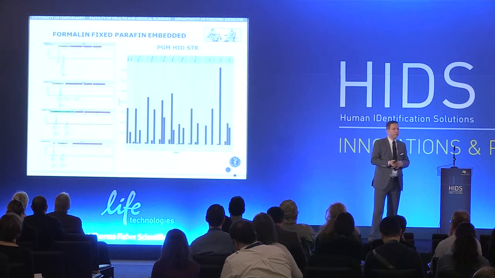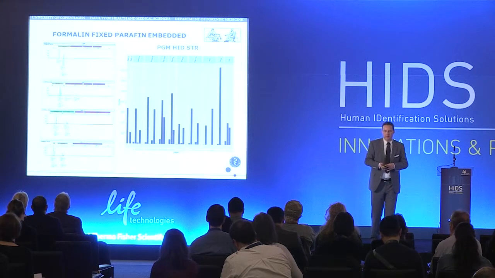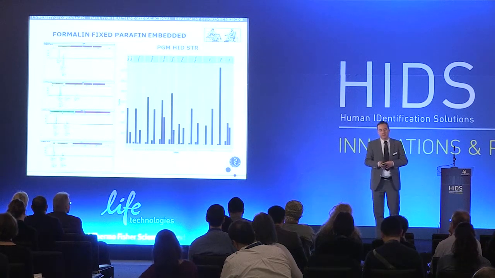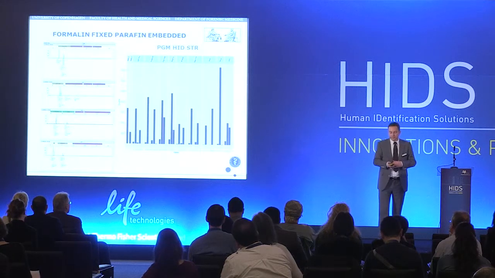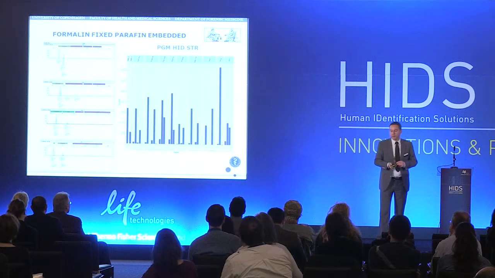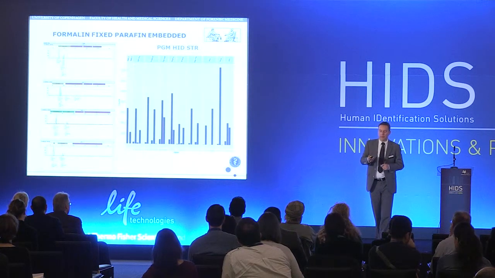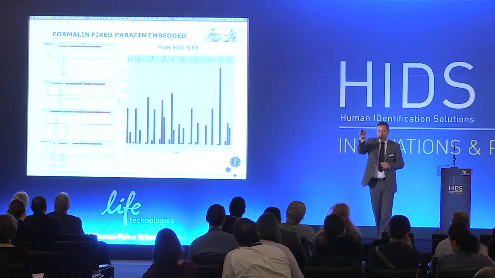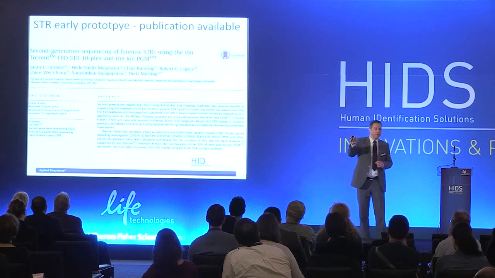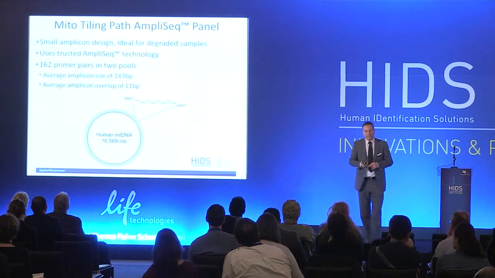Niels was so kind to allow us to show this example we've seen before. See a comparison of a sample. On the left-hand side, there seems to be some heavy degradation going on. Only the small markers are recovered by the CE, and we have a nice full profile on the PGM system, which is a promising result for a first prototype they've been using in this example. And this is already published in FSI Genetics, if you want to look at the details.